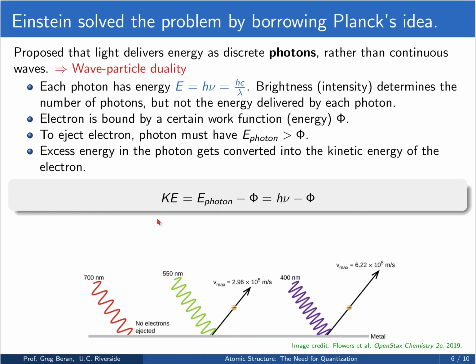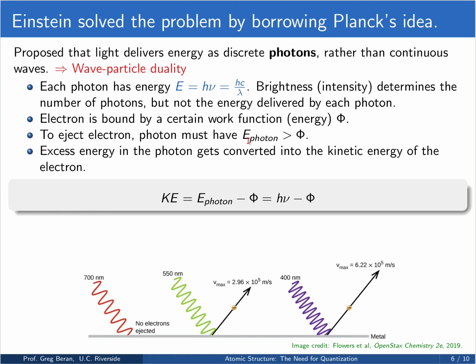Now, the electron in the metal is bound by some certain amount. The metal has some certain force holding that electron in place. We call that the work function phi. But again, it's just how much energy is holding that electron to the metal. So if the photon's going to eject the electron, it has to have enough energy, greater than the work function, greater than the amount of energy that's holding the electron in place in the metal. And if that photon has just enough energy equaling the work function, then it will just barely be able to break the electron free.